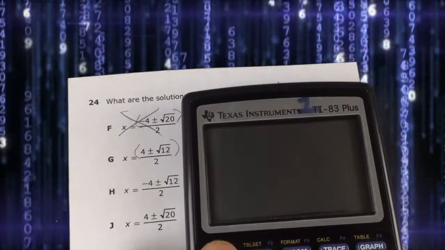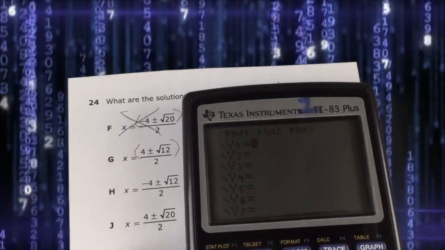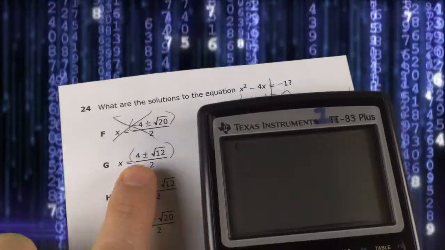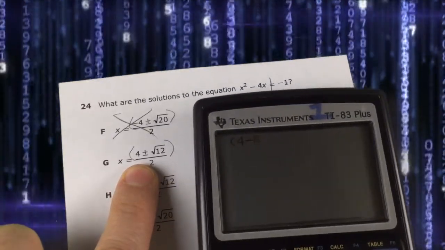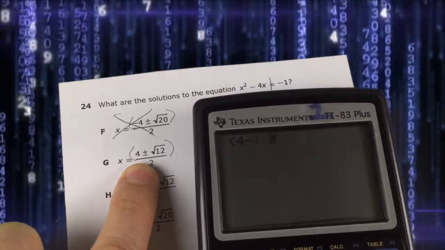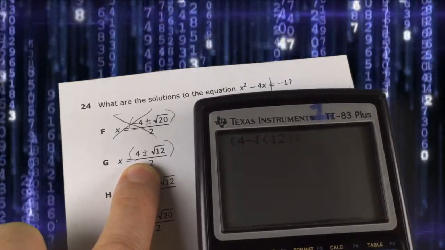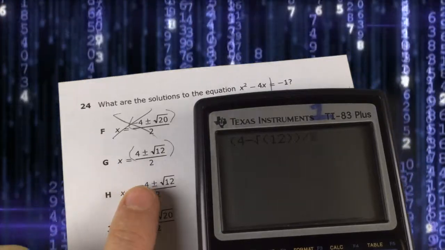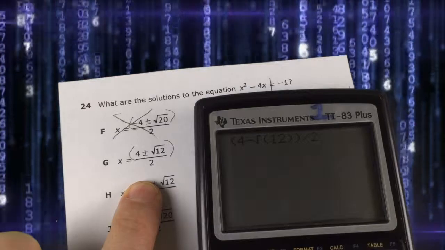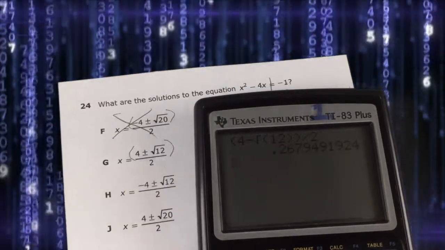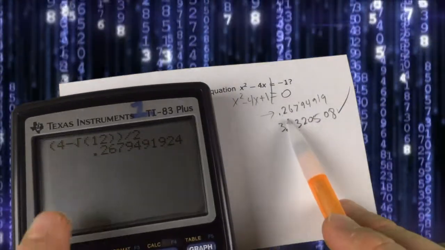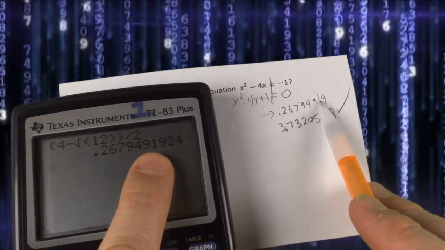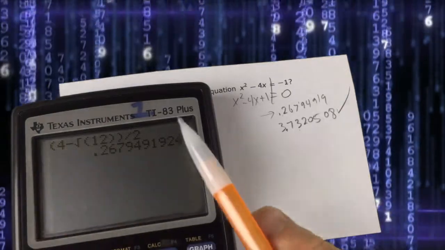So we go to, sorry, not y equals. We go to our regular screen. I'm going to put in my parentheses again. 4, now it's subtract. Square root of 12, as so, and then divide it all by 2. And we get 0.2679491924, 0.267949, and I ran out of space over there. But it's an exact match.